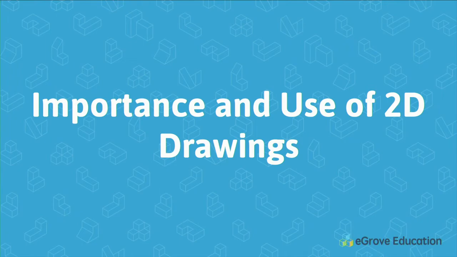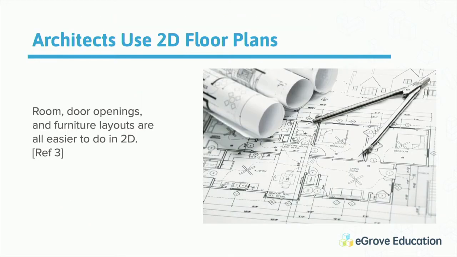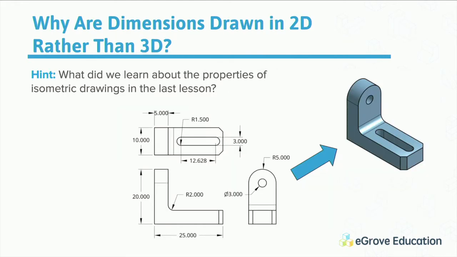So again, the importance and use of 2D drawings. 2D drawings are important. We mentioned why 3D drawings are important. Our whole world is in 3D space, but 2D views can really show a lot, like range of motion in a plane. So this is in art. Architects use a lot of 2D views to demonstrate floor plans or show where the door openings are, or help us identify flow, or how to construct a particular object. So understanding how to take a 3D object and show it in a 2D view is extremely important.